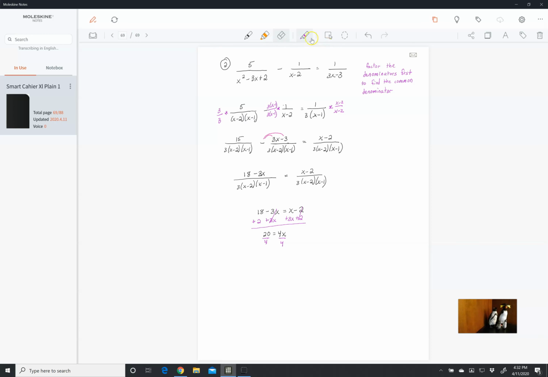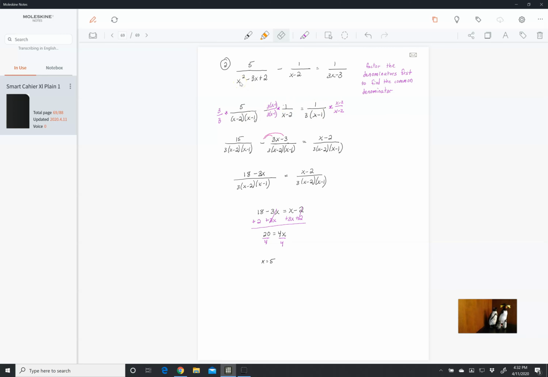The 4's cancel, and we get that x is equal to 5. But remember, we have to check for these extraneous solutions. So we have to plug it into each denominator. You can do it after it's factored, okay? So these are our denominators after we factor them.